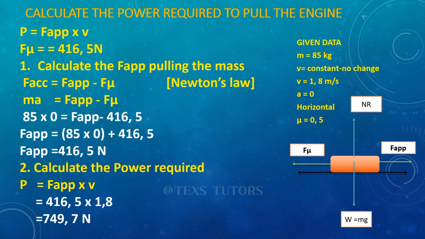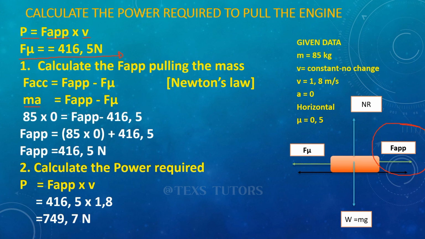Okay, in order to calculate the power, again, we said it's the force applied multiplied by velocity. We have the frictional force as 416.5 newtons, which means we should now calculate the force applied. Remember, it is the force applied that is allowing the object to move. That is why in the power formula we are saying applied force times velocity. Accelerating force is applied force minus my frictional force. The accelerating force is calculated as mass times acceleration.